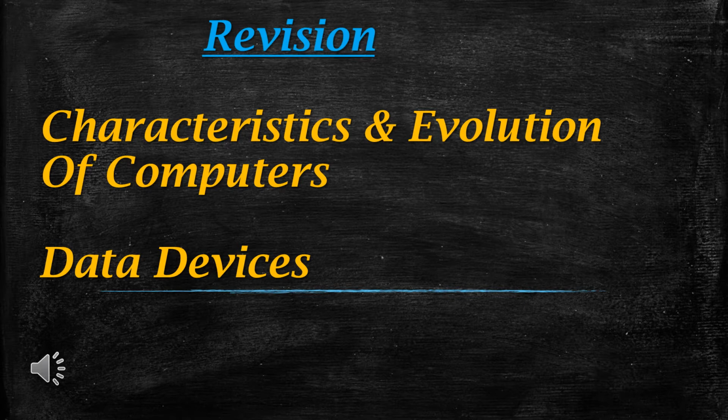In the last video we learned some notes, some one line and multiple choice questions. We went through it and revised it. Now this video is just the revision of the first and second chapters, which are characteristics and evolution of computer and data device. So this is just the revision for your exam. We'll just revise what we studied in both chapters. So let's get started.